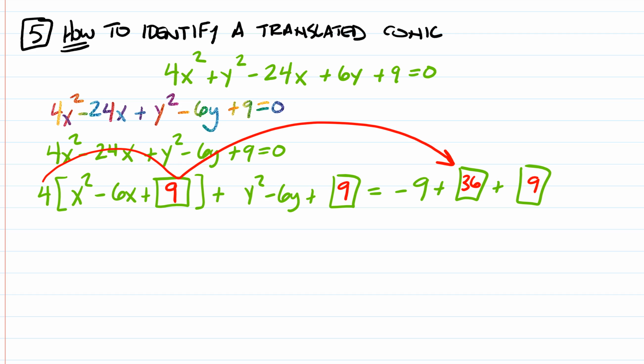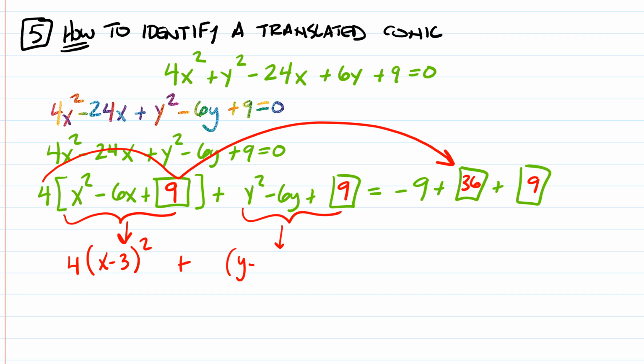So this piece becomes a perfect square trinomial, and it will always factor down to x minus half of your b quantity, squared. So it's going to be 4 times x minus 3 all squared. This is a perfect square trinomial, which is going to be the quantity y minus 3 all squared. Then on the other side, you can see the 9's cancel out, and I get 36.